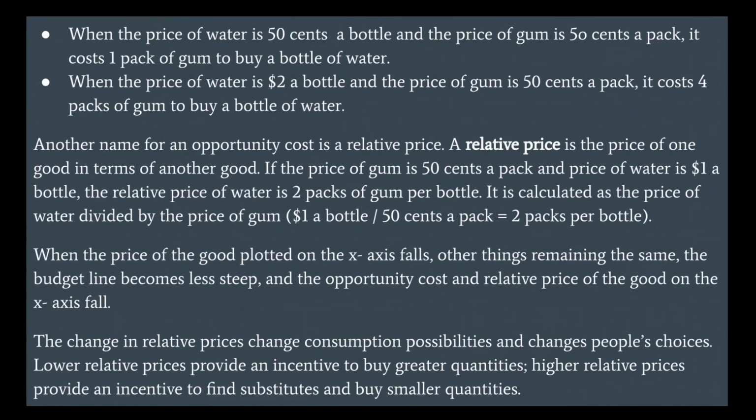When the price of the good plotted on the x-axis falls, other things remaining the same, the budget line becomes less steep. The opportunity cost, or relative price, of the good on the x-axis falls. The change in relative prices changes consumption possibilities and changes people's choices. Lower relative prices provide an incentive to buy greater quantities. Higher relative prices provide an incentive to find substitutes and buy smaller quantities.